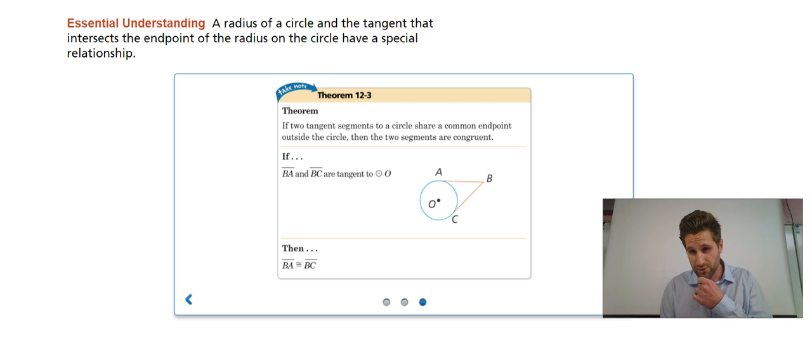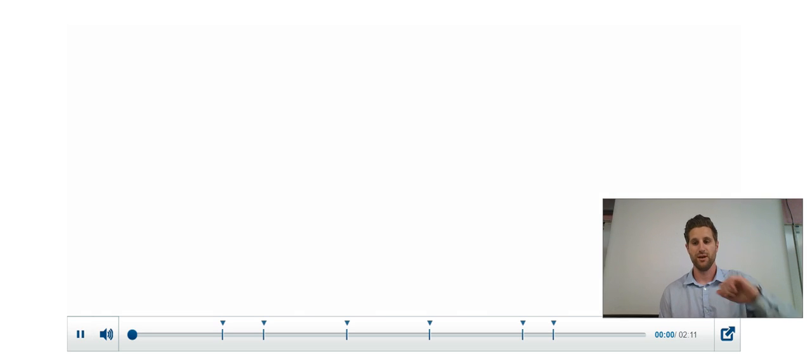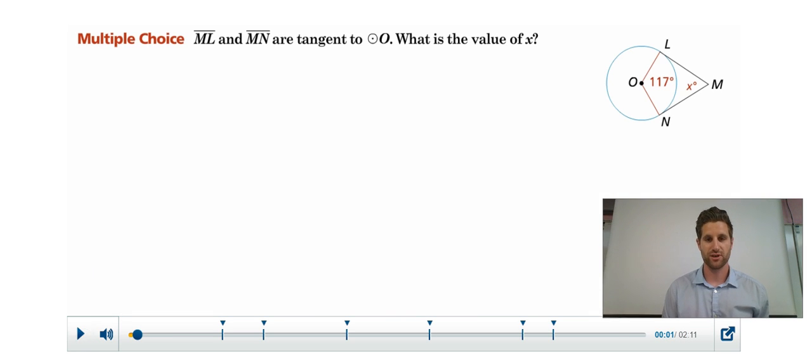So we're going to take a look at a couple examples where we are going to utilize these pieces of information within our tangent part, and let's see if we can get to it. So first one, finding angle measure. So let's take a look at this picture here. ML and MN are tangent.